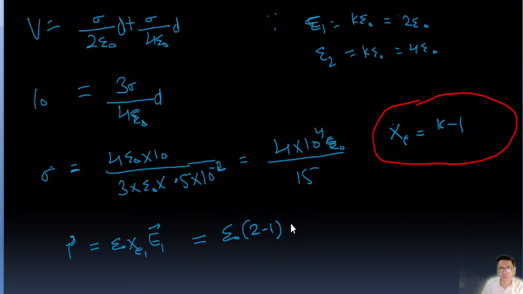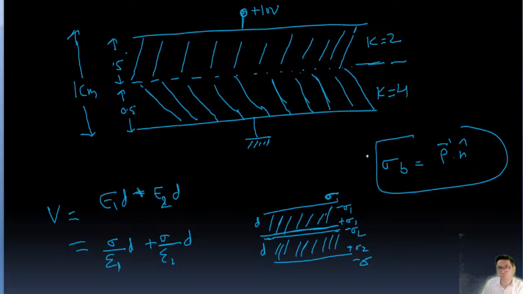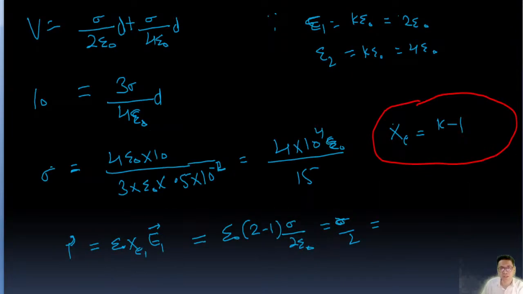E1 value we have already found. E1 is equal to sigma upon 2 epsilon 0 for the first one. So if you solve it, this value is going to be sigma by 2. And this value is sigma 1, because we know there is no gap in direction, so we can directly write sigma b equal to sigma 1.